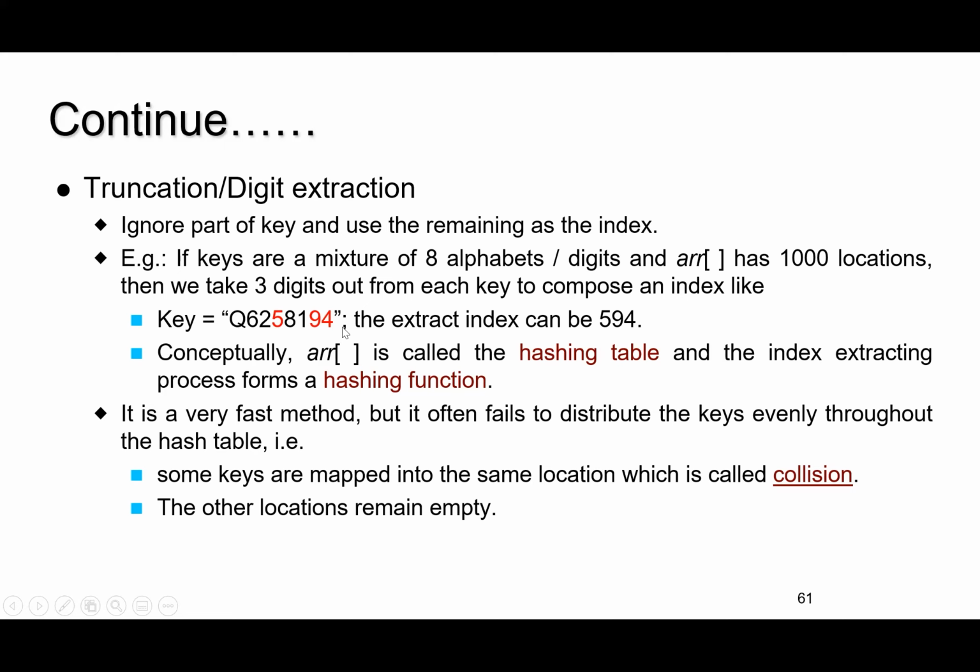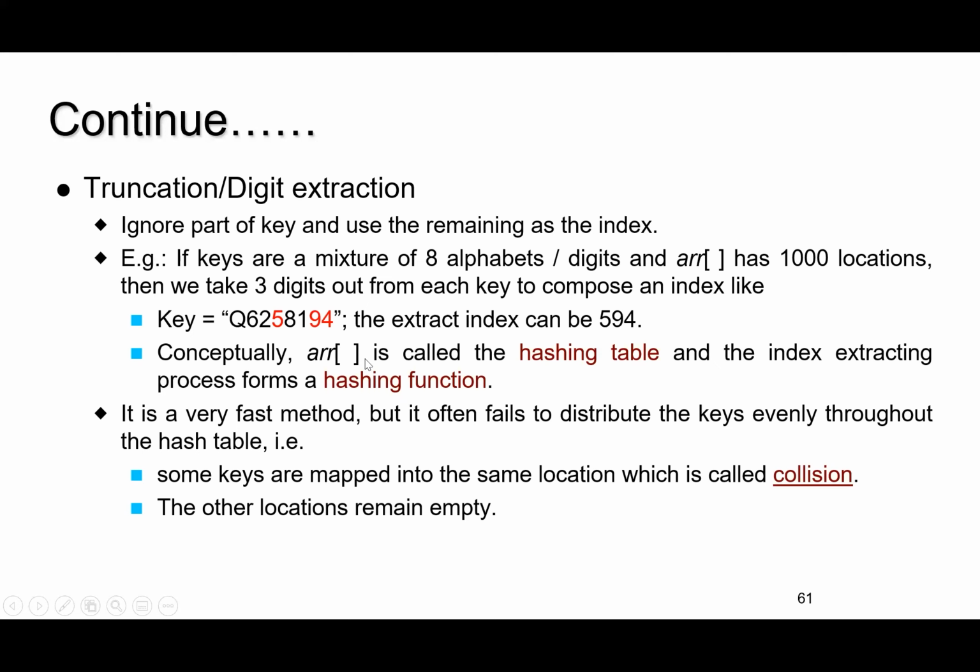For example, this is one of the data you want to store, one of the keys. You have 8 digits, right? So you decide, okay, I will take the digits in position, let's say 1, 2, 3, 4, 5, 6, 7, 8, positions 4, 7, and 8. So this key will be mapped to index 594 in my hash table with 1000 locations. Okay. Conceptually, okay. So this method is very fast, right?